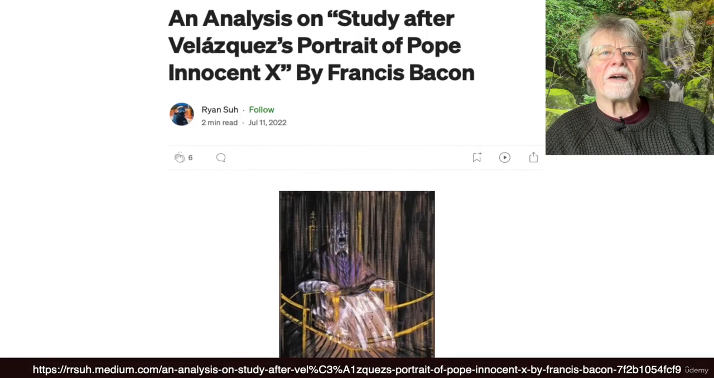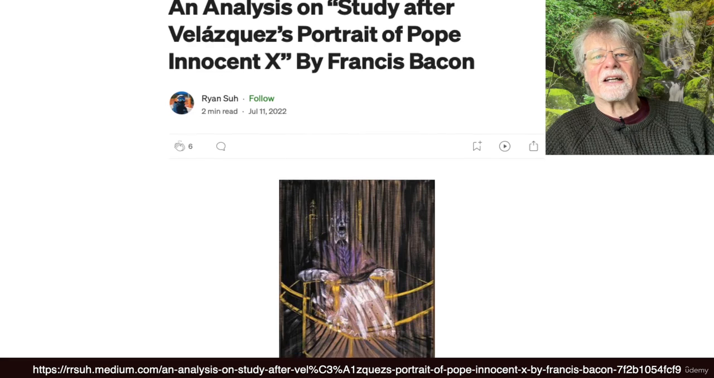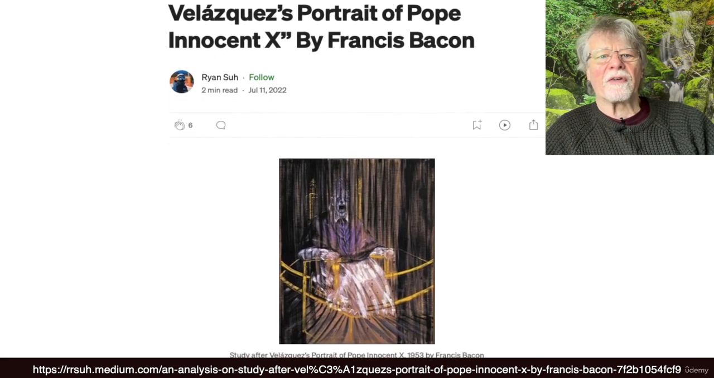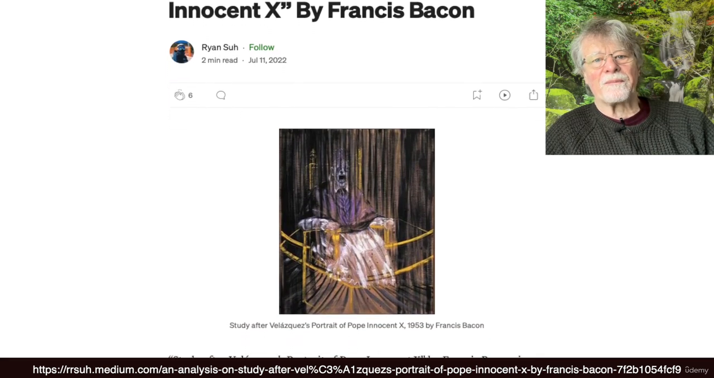And then the work by Francis Bacon, Study after Velázquez's Portrait of Pope Innocent X.